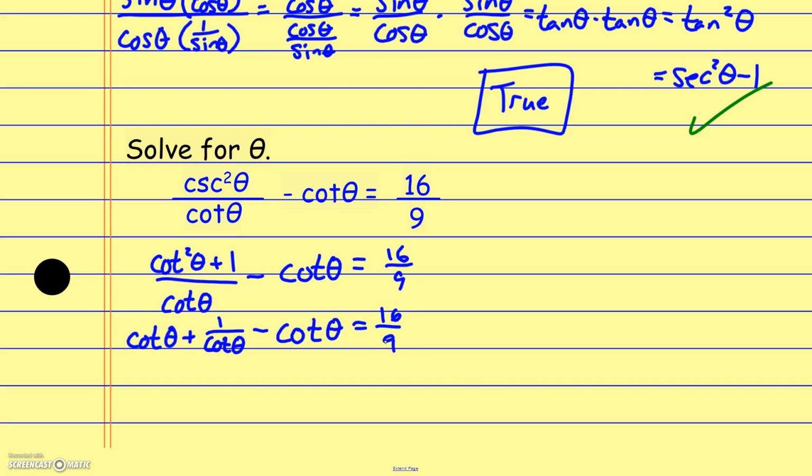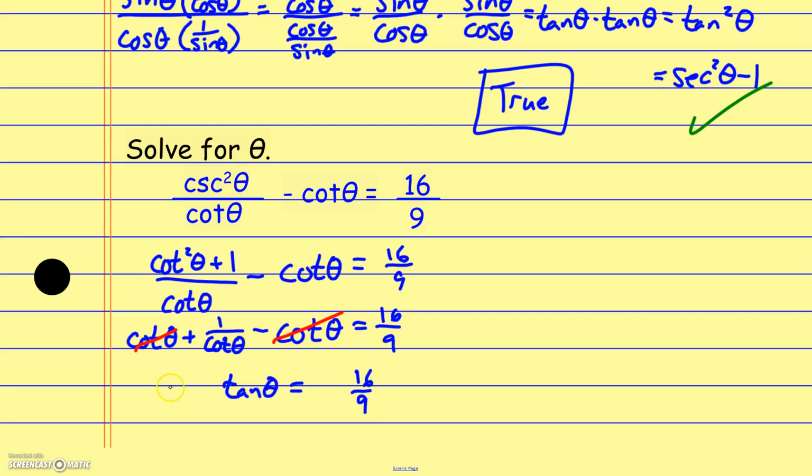And now from here, when I look at combining like terms, here's a cotangent of theta minus a cotangent of theta. What's going to happen is these guys over here are going to cancel themselves out. And now 1 over cotangent of theta is the same thing as tangent of theta. So what I end up with now is tangent of theta equals 16 over 9. Well, this is one where I can simply scoot this guy over a little bit, but to undo the tangent of theta, now I'm just doing my inverse tangent.